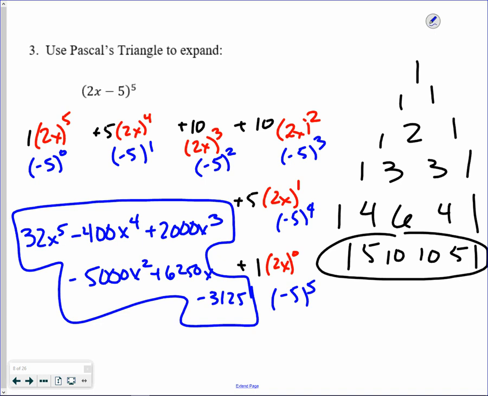Again, each term is done individually. And so make sure that you look at that. When you do something to the fourth power, for instance, make sure both of those are taken to the fourth power.